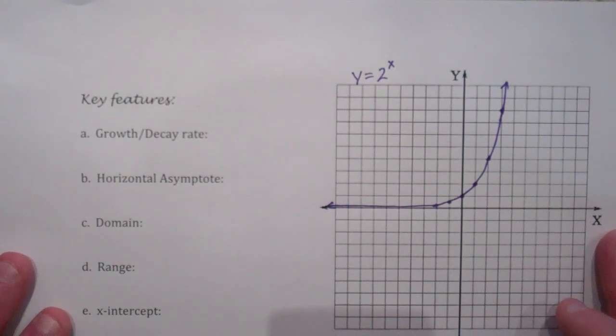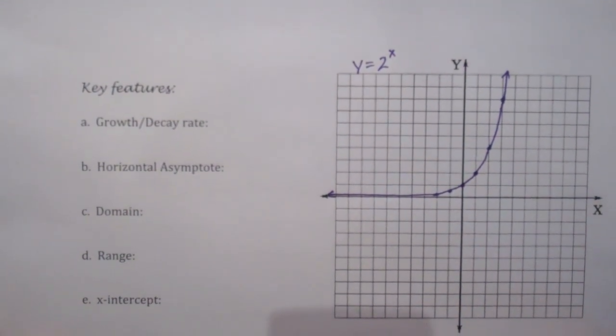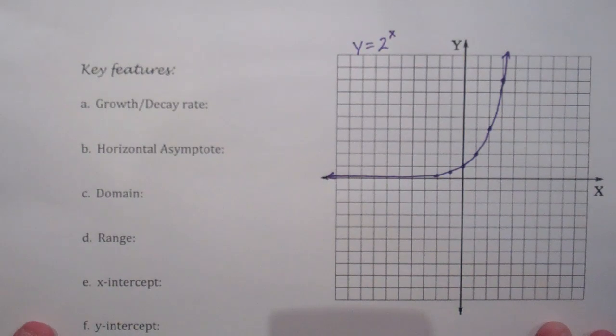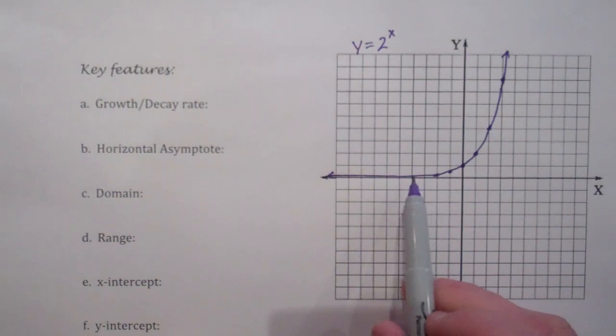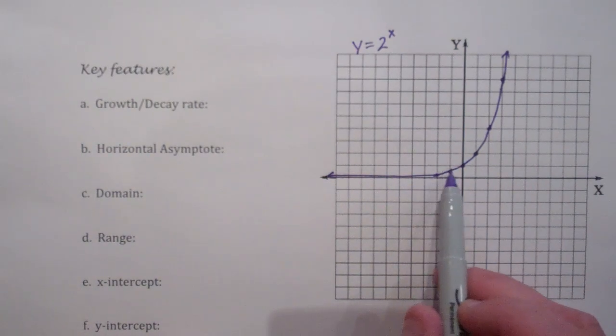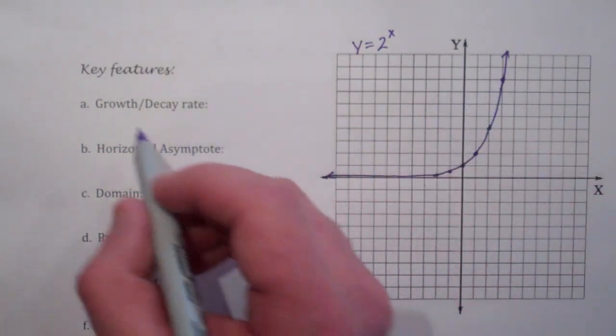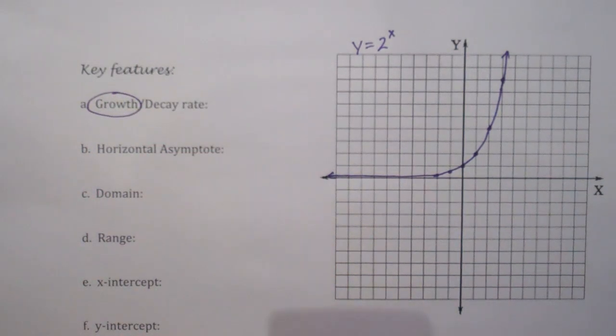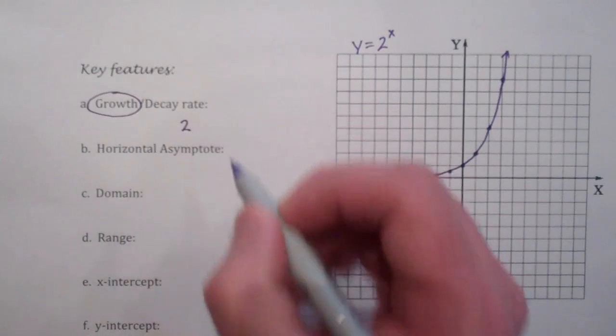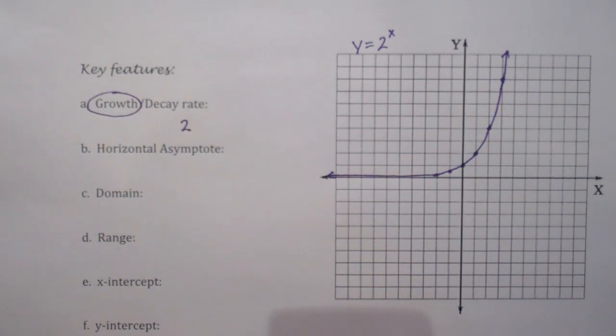So the graph that we just graphed is right here on the right hand side. I'll move that up a little bit so you can see a little bit more. And we're going to take a look at some key features. First of all, as we go from left to right, this graph is increasing, meaning that this function we would describe as being growth, and the growth rate is 2.